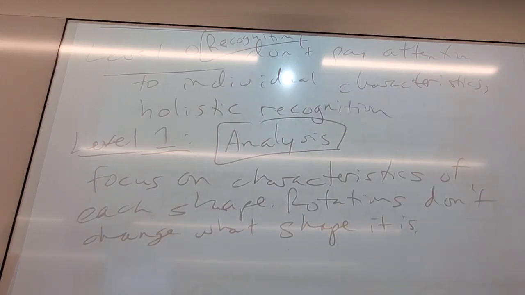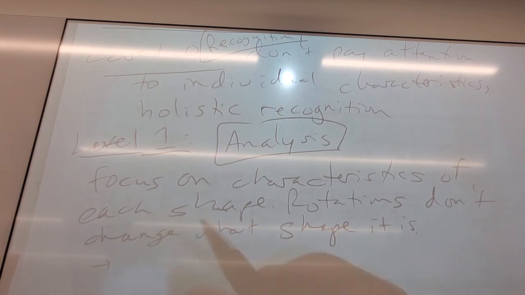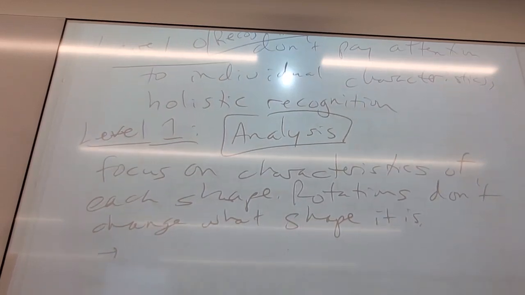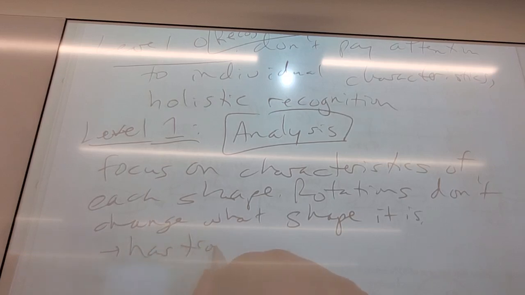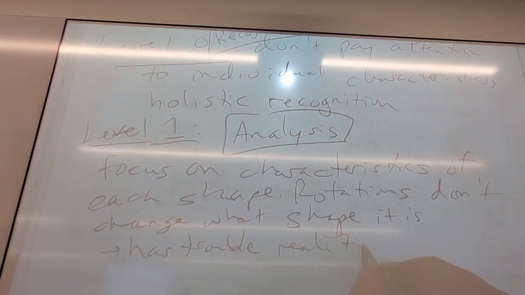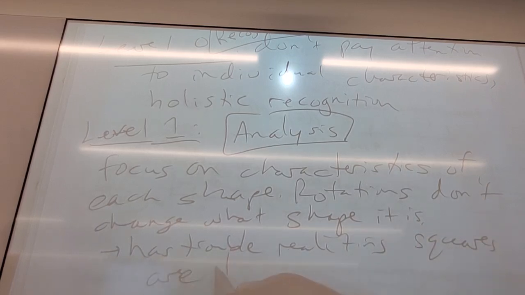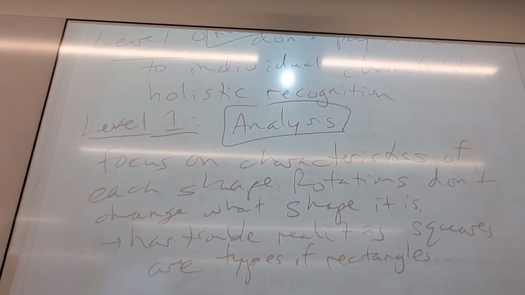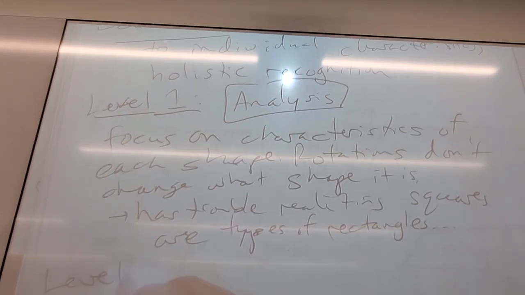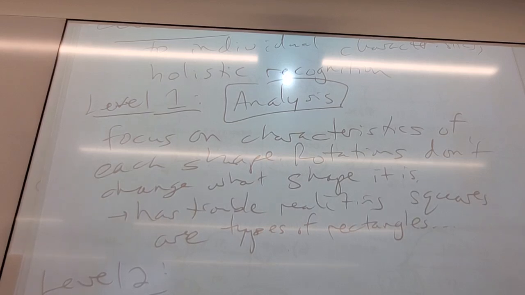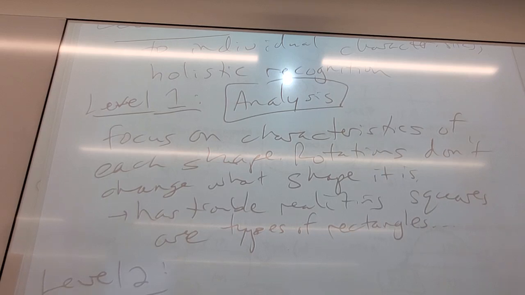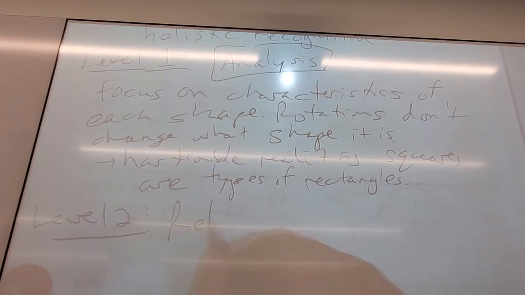So this level has trouble with larger relationships. It has trouble realizing squares are types of rectangles and so forth. Level 2 addresses that, it's where they start to understand that last part. Level 2 is called relationships.